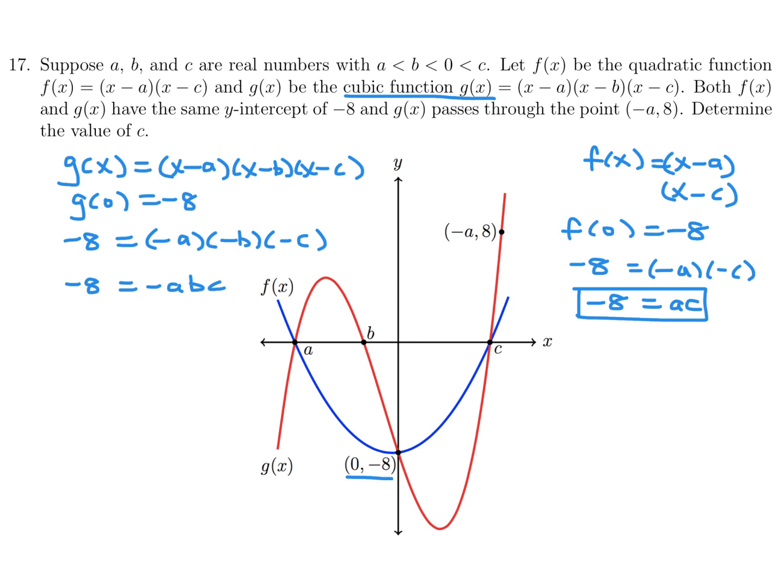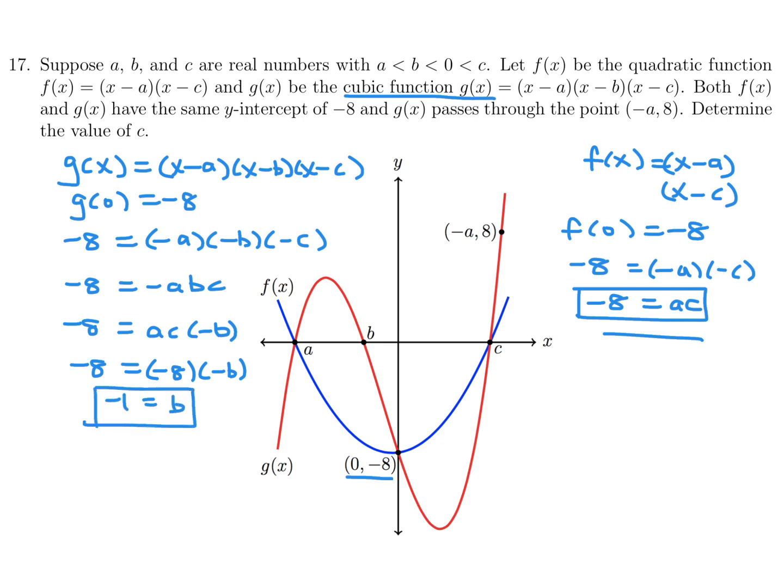And then this guy I can substitute. So let me just break that up here. So AC times negative b. So minus 8 times minus 8 times minus b. I think therefore b would be negative 1. Correct? Okay, that's pretty good.